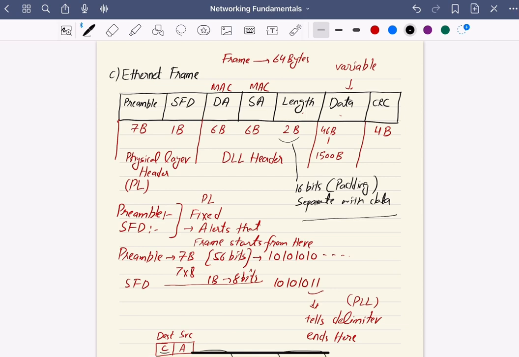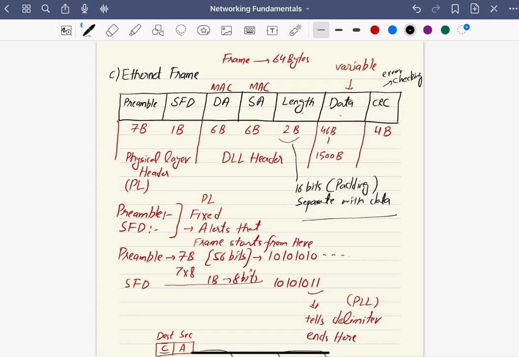CRC, cyclic redundancy check. We use it for error checking, error verification. The receiver mainly uses CRC to see whether the frame has been altered or not. We will discuss CRC. There are different algorithms in CRC that we use. If you are interested, we can discuss that, although it's not a part of our course.